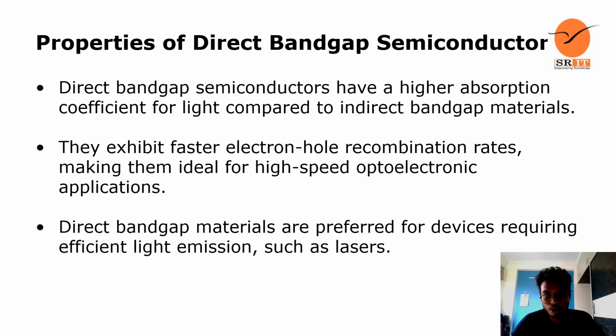Now we'll look into the properties of direct bandgap semiconductors. These have a higher absorption coefficient for light compared to indirect bandgap materials, since this point is already repeated, and they exhibit faster electron-hole recombination rates, making them ideal for high-speed optoelectronic applications. So the main advantage of direct bandgap semiconductors is that there is no change in momentum when electron-hole recombination takes place, and also the electron-hole recombination rate is faster when compared to the indirect bandgap semiconductor. Direct bandgap materials are preferred for devices requiring higher light emission, such as lasers and so on.